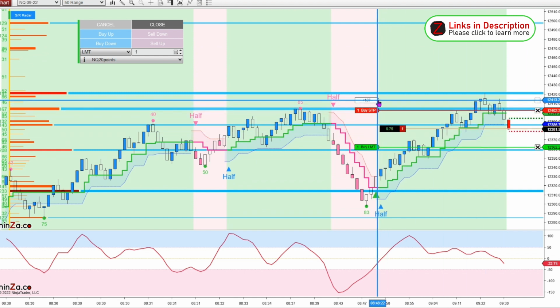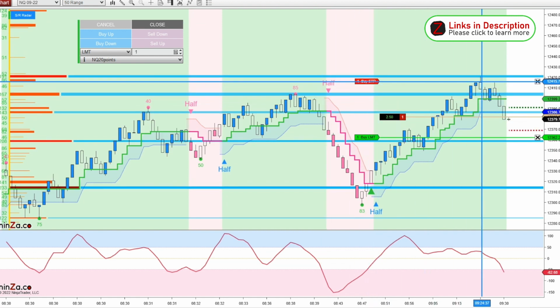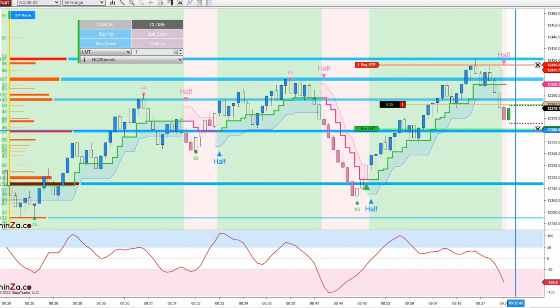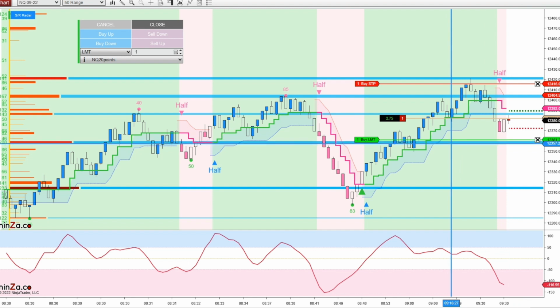So we got in there. I'm going to move my stop above this high. Take profit, going to have it right above this support and resistance radar line. I just want to make sure that we get filled, so I put it a little bit above.